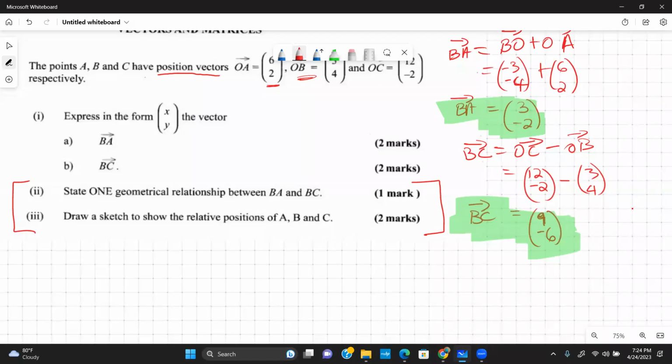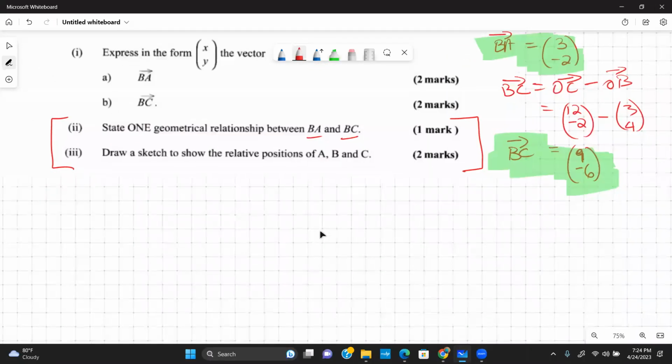All right. So now it says state one geometrical relationship between BA and BC. Just one. I will say to you here, you need to make a note. Everybody make a note of this that I'm going to state. Whenever you're doing vectors and they ask for a geometrical relationship, I'm just telling you exactly what the question will be like all the time.